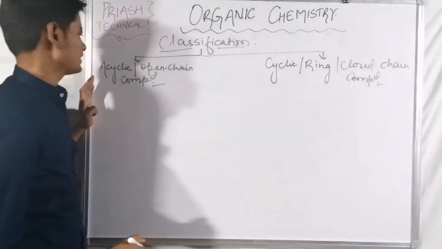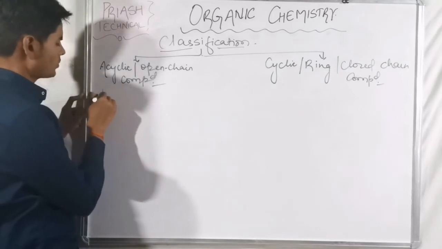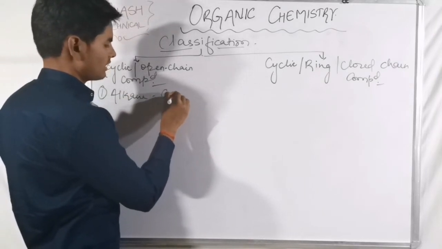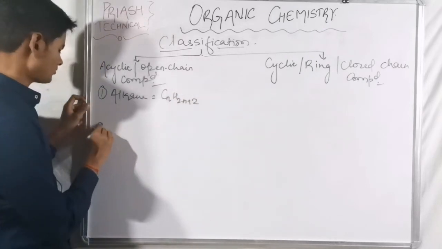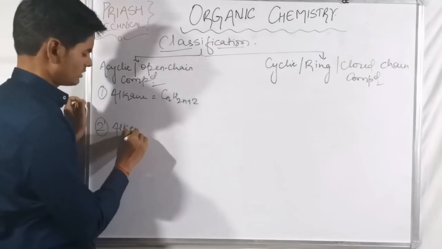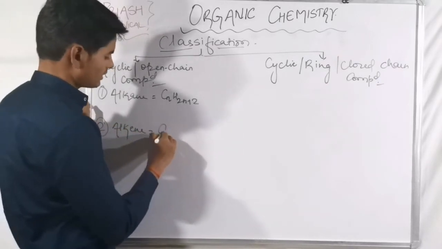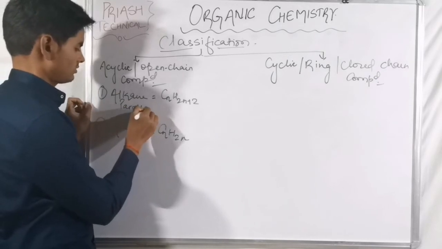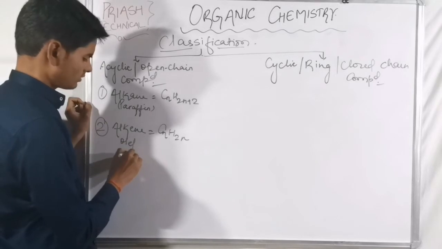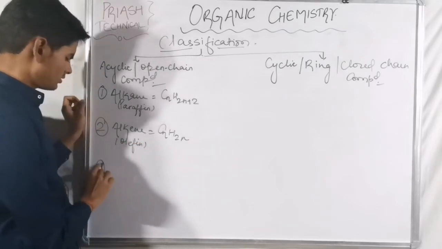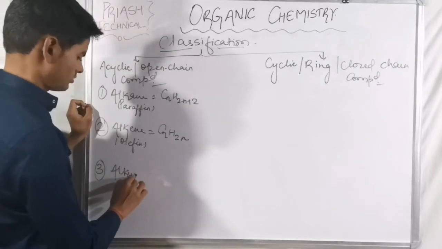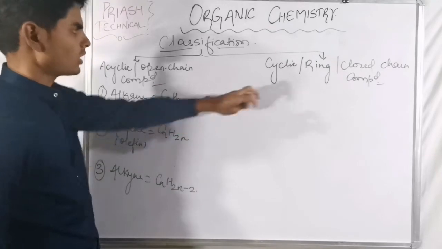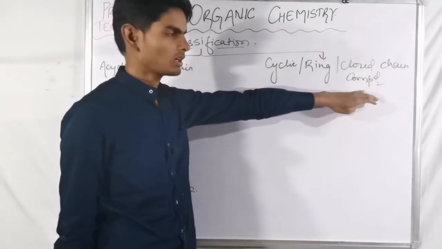Acyclic or open chain compounds are of three types. The first one is alkane. Its formula is CnH2n+2. The second one is alkene. Formula of alkene is CnH2n. Alkane is also called paraffin, and alkene is also called olefin. The third one is alkyne. Its formula is CnH2n-2.